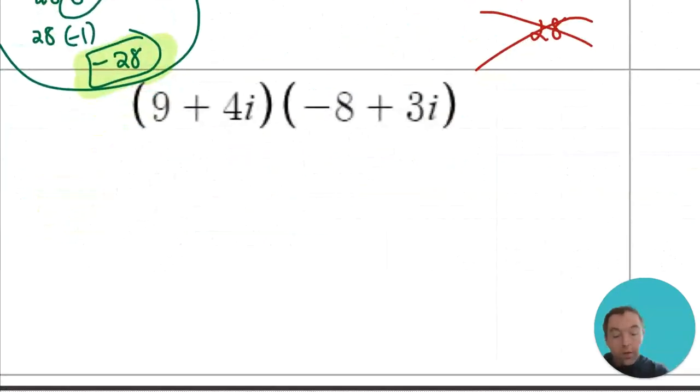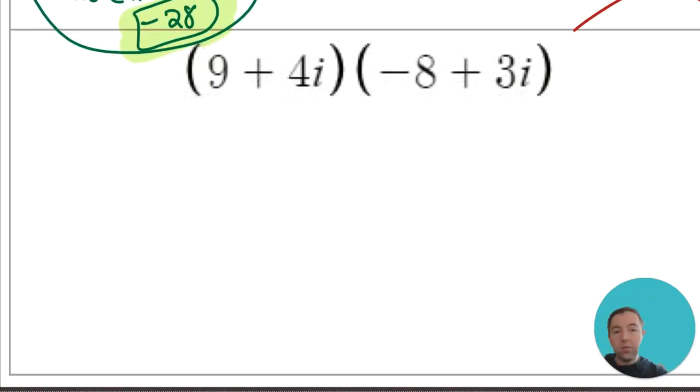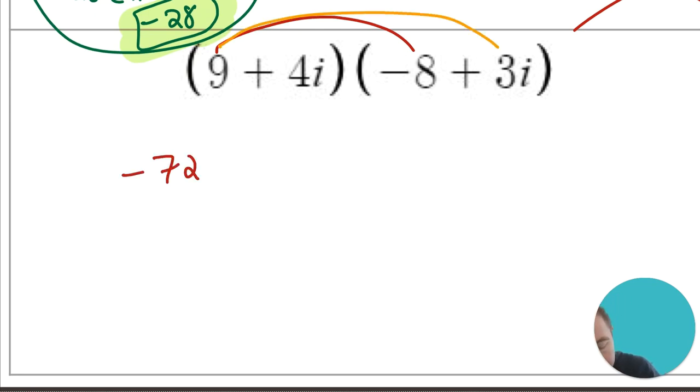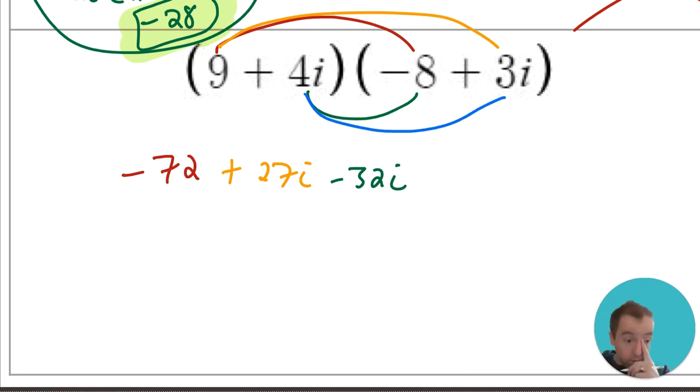And then with a simplification like this, it looks like foiling, right? Because you're multiplying the two groupings, and that's ultimately how you'll want to go about this. It's really just FOIL it. So 9 times negative 8 is going to give you negative 72. And then 9 times 3 is going to give you 27i. And then 4i times negative 8 is going to give you negative 32i. And then finally, 4i times 3i is going to give you 12i times i, which is 12i squared, right?